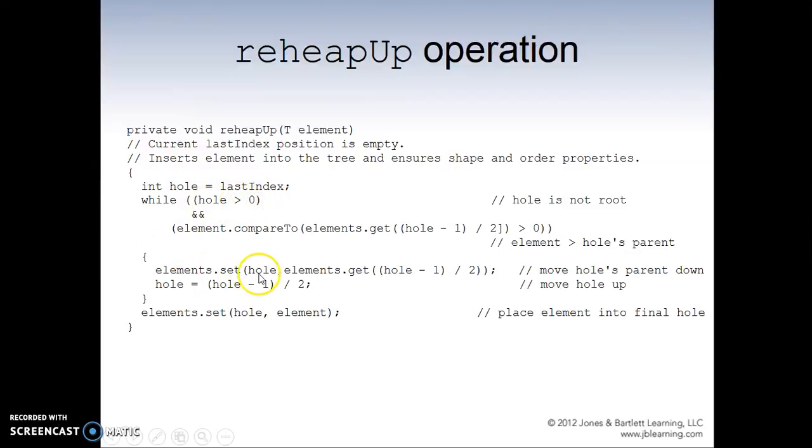So it's going to keep moving that hole up by elements.set. This part pretty much just takes the parent's value that's less than the new element and sets it into the hole, and moves the hole up into that parent's location. So change the index of the hole. Keep doing that until one of these conditions is not met. Then that is the location for the new element. Right. So elements.set, we move k to the hole.